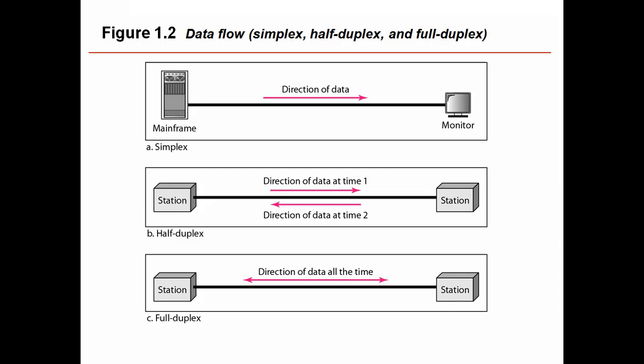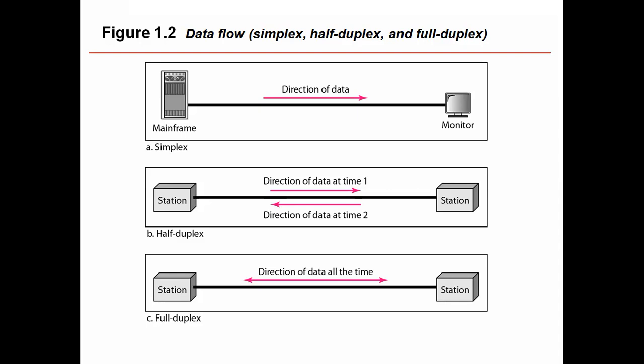And the next one is half duplex. In half duplex, both can communicate, but not at the same time. The first person can send the data to the second person, and once the sender has finished sending the data, the receiver can send the data. That is what we call half duplex.